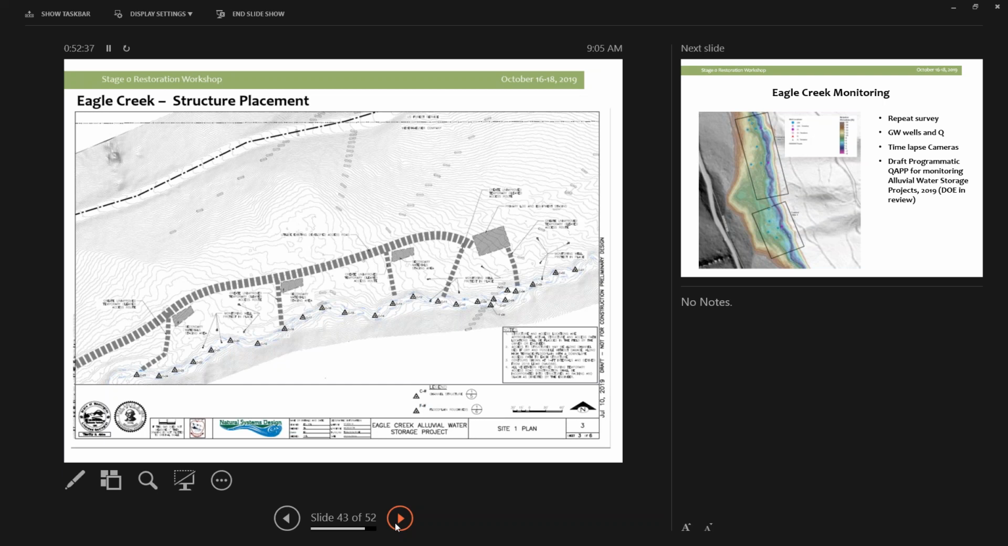What type of recurrence were these structures designed for? Yeah, Eagle Creek was designed for the 25-year recurrence interval class. And what about Poison Creek? Poison Creek, I would have to go back and look, but I think we actually modeled up to the 50-year recurrence interval flow. That one was a little more back of the envelope. The designs were kind of hand sketched.